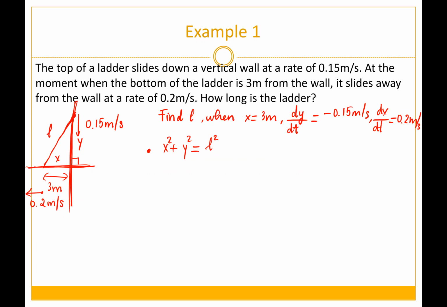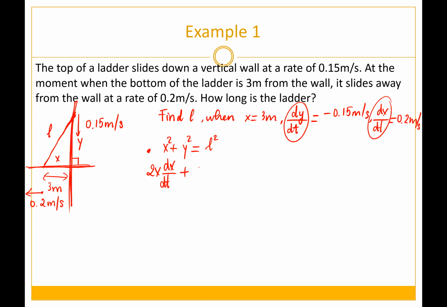Okay, so if we take the derivative of both sides, because looking at the problem statement we have dy over dt and dx over dt, we have to take some sort of derivative to see what happens. So if we take the derivative of both sides with respect to t, then we have 2x dx over dt. This is where the chain rule comes in, because x and y are both functions of time.